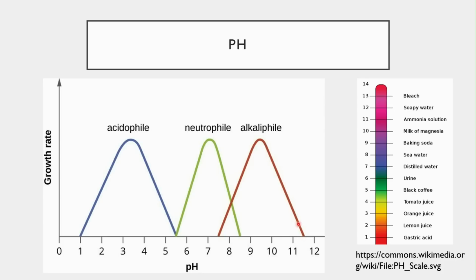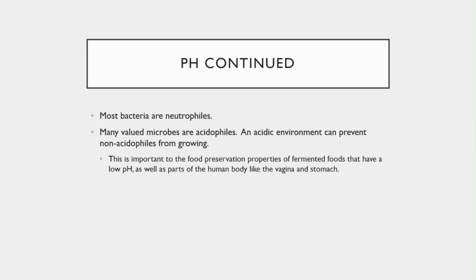Additionally, if we look here at alkalophiles, again, most microbes are going to be neutrophiles, especially pathogenic bacteria. This is why bleach is so effective as a great disinfectant. Most bacteria are neutrophiles since most environments are closer to neutral in pH. Something I would like to impress upon students is that most microbes are human neutral or human friendly.